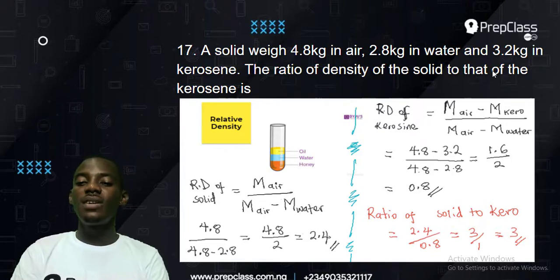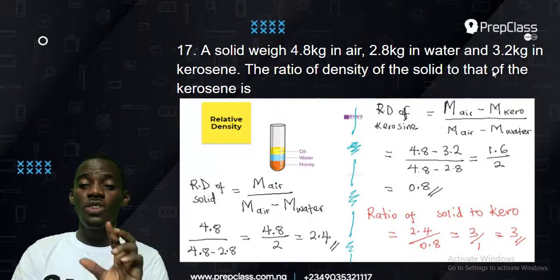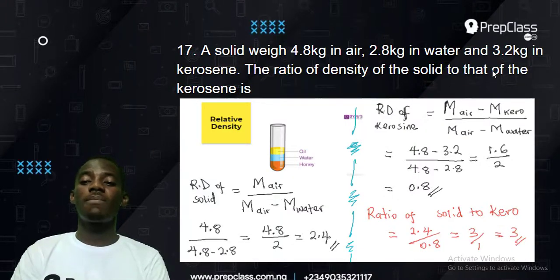Now the relative density of kerosene, because kerosene is a liquid. If you are finding the relative density of a liquid, you'll be using the formula mass in air minus mass of the liquid, in this case kerosene, over the mass in air minus the mass of water. Do you get the formulas?